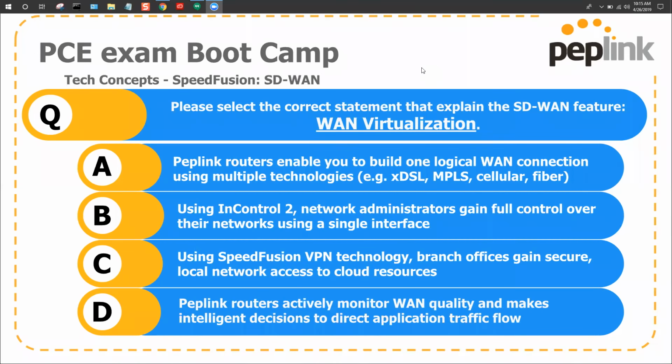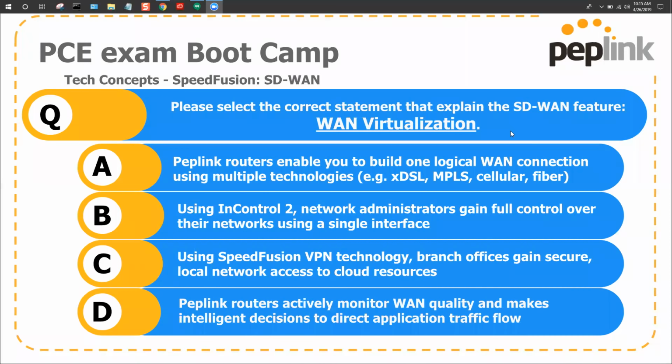Next up, please select the correct statement that explains the SD-WAN feature, WAN virtualization. A: Peplink routers enable you to build one logical WAN using multiple tech. B: Using IC2, network admins gain full control over their networks with a single interface. C: Using SpeedFusion VPN tech, branch offices gain secure local network access to the cloud. D: Peplink routers actively monitor WAN quality and make intelligent decisions to direct application flow. Again, I'll give you a moment or two to put this into the chat.